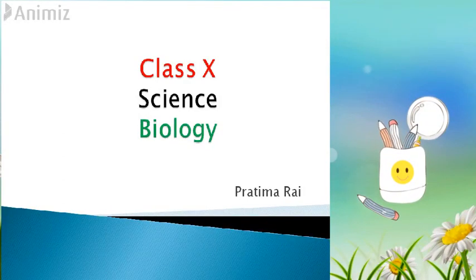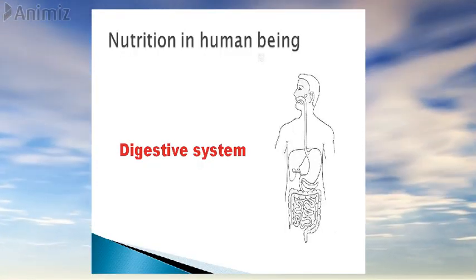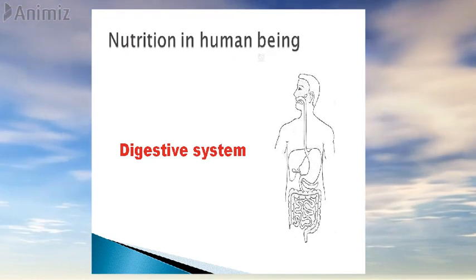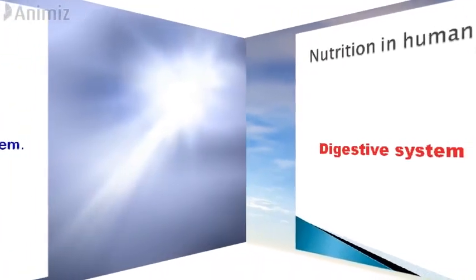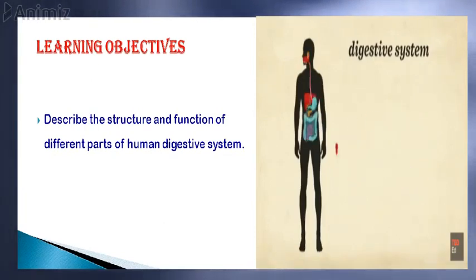In the previous lesson, we have studied about nutrition in amoeba. Here, we'll discuss about nutrition in human beings. First, we'll discuss about the digestive system and its associated glands and organs. At the end of the lesson, you will be able to describe the structure and functions of different parts of the human digestive system.